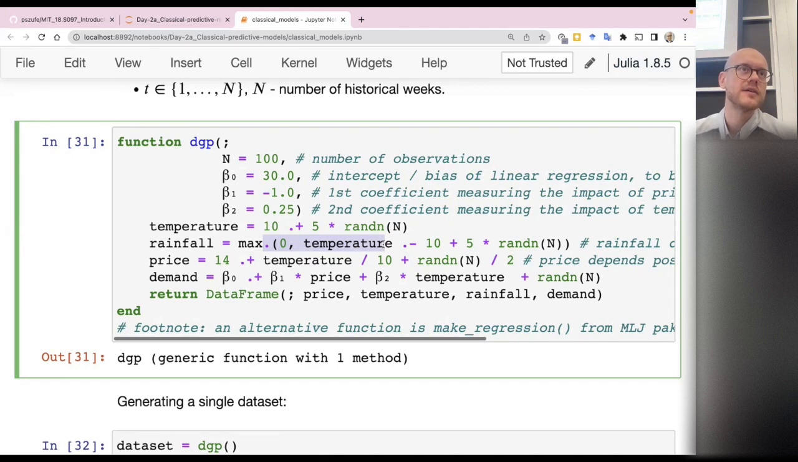Sorry, if it was snowing, was it considered as raining? Okay, this is just an assumption. I'm not having snow in my model.